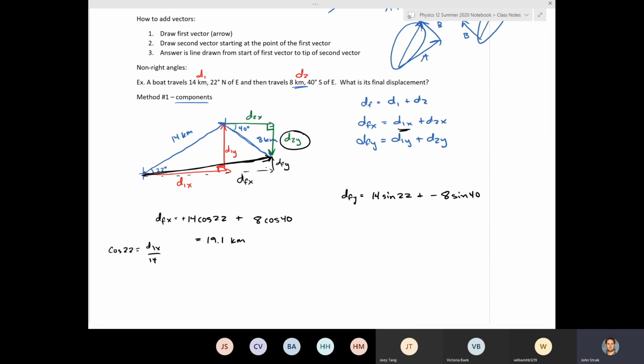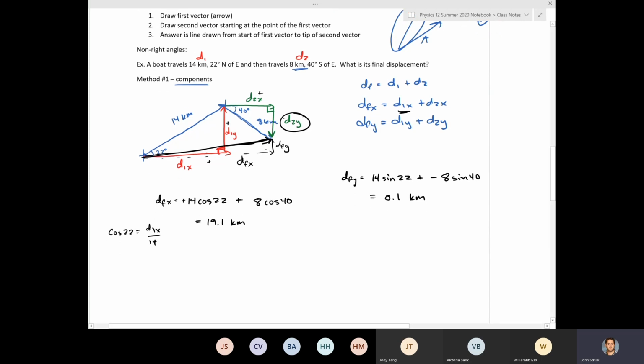That's why we're drawing all of these individual arrows. This one's going to the right, so it's positive. This one's positive. This one's positive. This one's negative because it's going down. So now we're going to go 14 sine 22 minus 8 sine 40. And that is 0.102, so just 0.1 kilometers. So that's drawn fairly to scale.